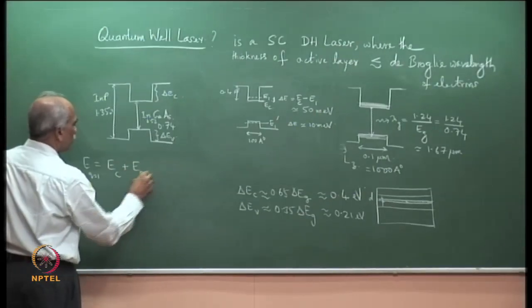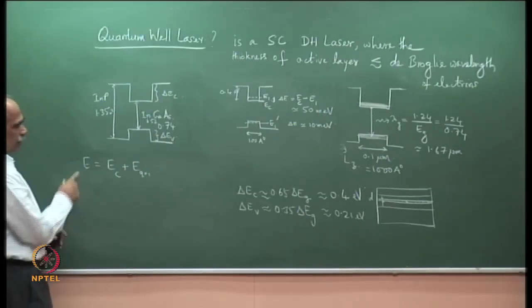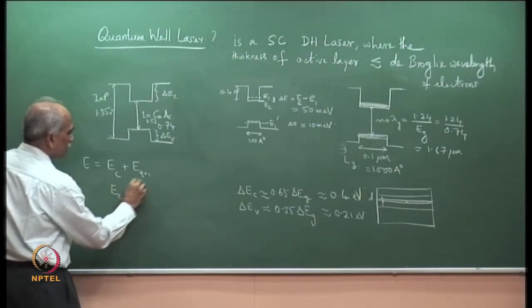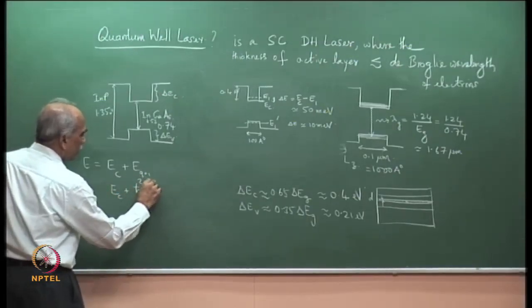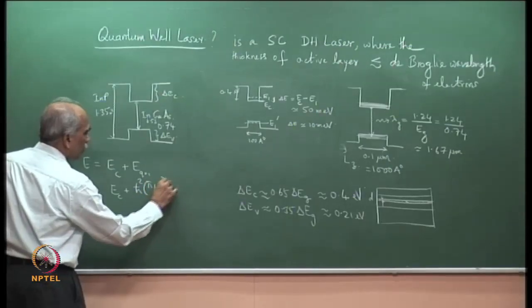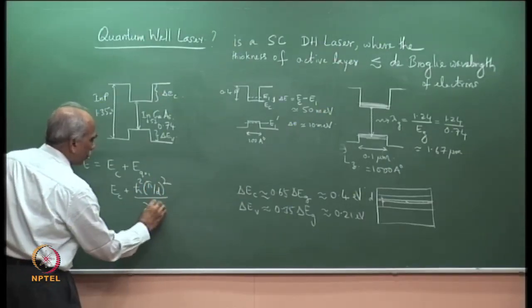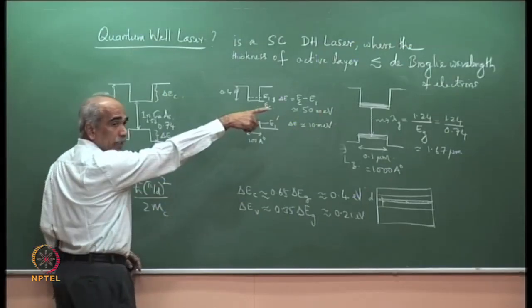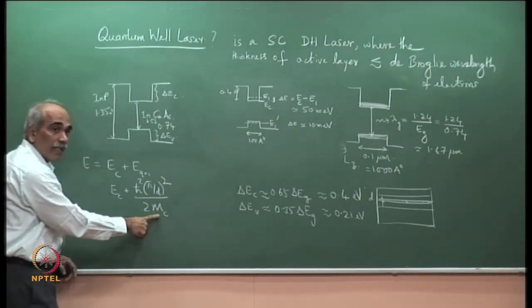So, here E_Q equal to 1, the energy corresponding to Q equal to 1, is equal to E_C plus ħ²k²/2m, where k is (π/d)², and it is 2m_c for the conduction band and 2m_v for the valence band.